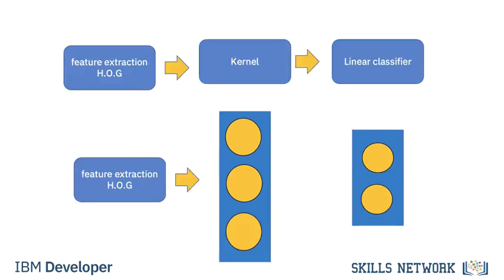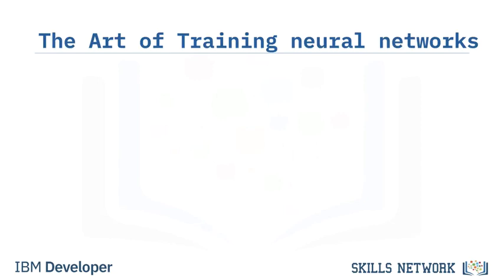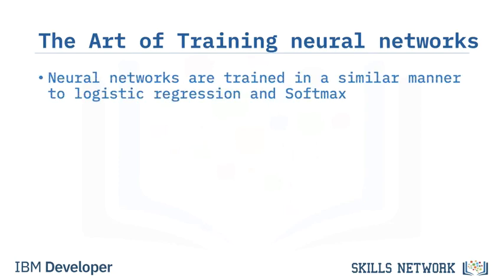The hidden layers of neural networks replace the kernels in SVMs. We can use the raw image or features like HOG. Training neural networks is more of an art than a science, so we will use the lab to try out different methods generally. Neural networks are trained in a similar manner to logistic regression and softmax.